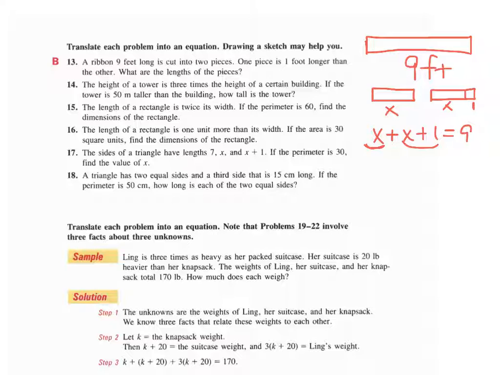Okay, let's try number 15, the rectangle question. I'm going to draw a rectangle here. It says the length of a rectangle is twice its width. If the perimeter is 60, find the dimensions of the rectangle. Okay, so what are we gonna label as our first variable?